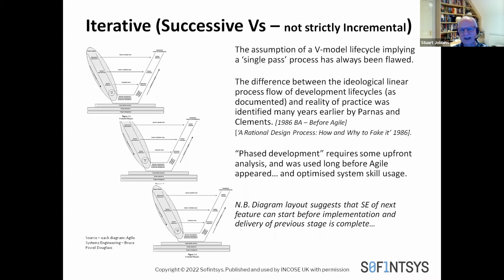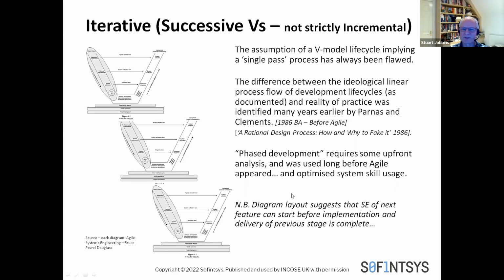And this really was recognized by Parnas and Clements back in the 1980s, where they said, well, okay, the ideological linear process flow is not really practiced. Really what happens is this sort of staged iteration. And they actually documented that in this paper, A Rational Design Process: How and Why to Fake It, back in '86. So for me, this was a very real issue. This is how I came up. This is how I did things.